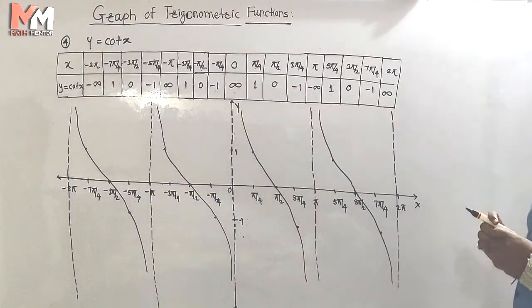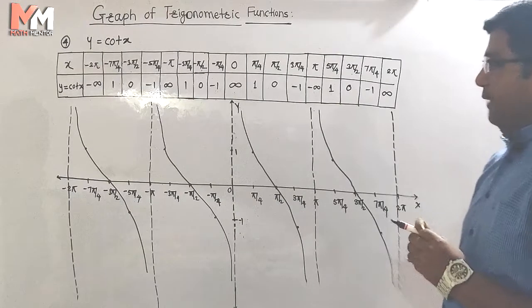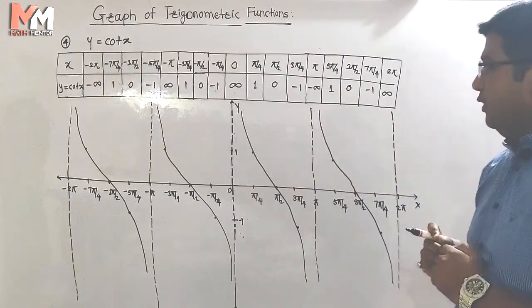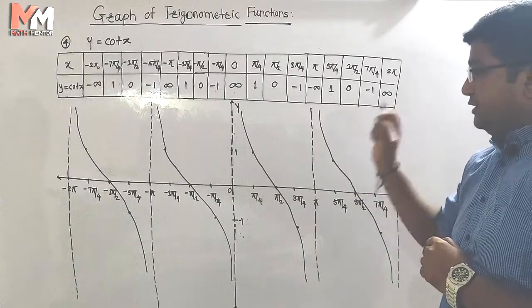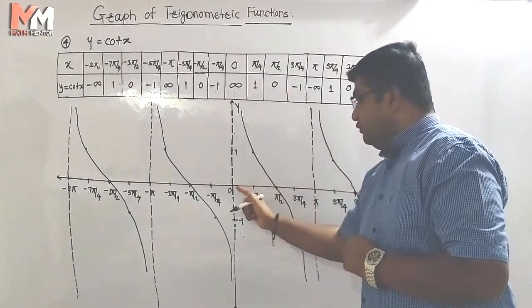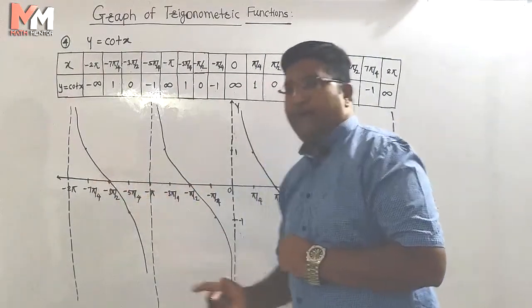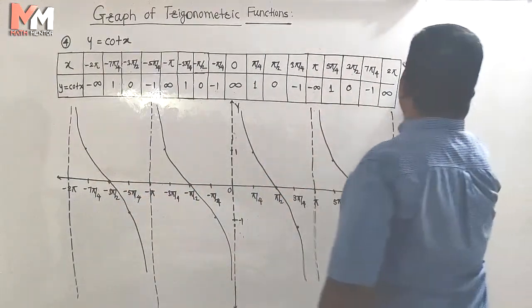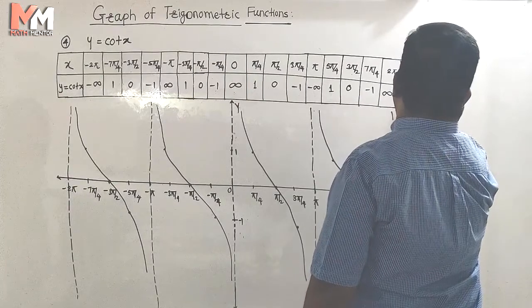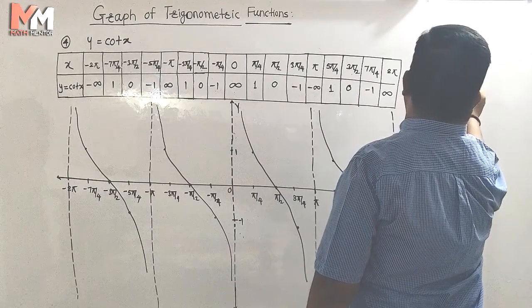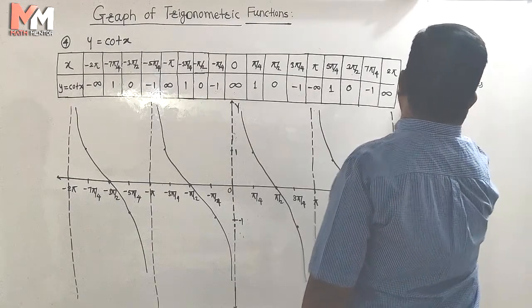So here are some observation points using this curve. This curve does not pass through the origin. Cot x is discontinuous at 0, pi, 2 pi, minus 2 pi. So the first point to always remember: the curve does not pass through the origin.